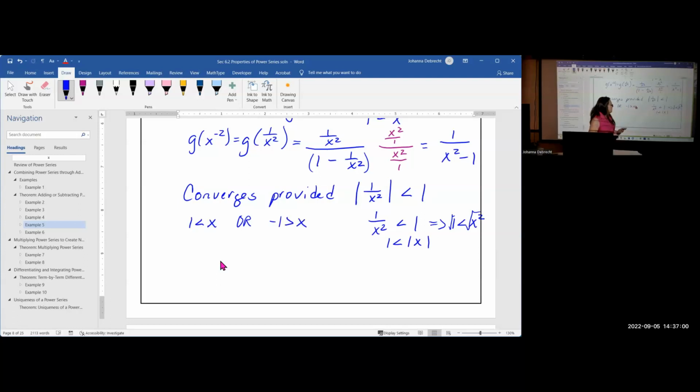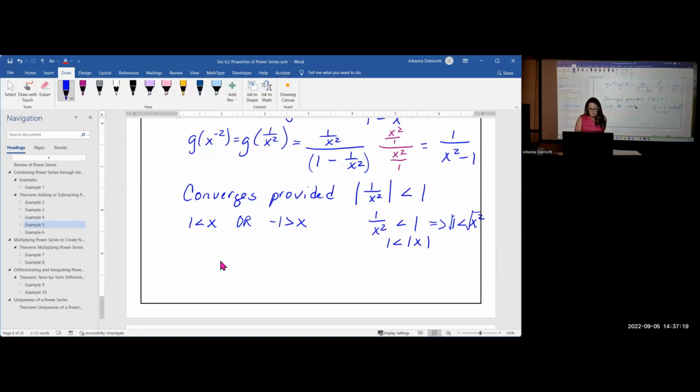In other words, x is below negative 1. So it's either 1 and up or negative 1 and down. Those would give you numbers whose magnitudes are bigger than 1. So once we look at this, what's happened to our interval of convergence?